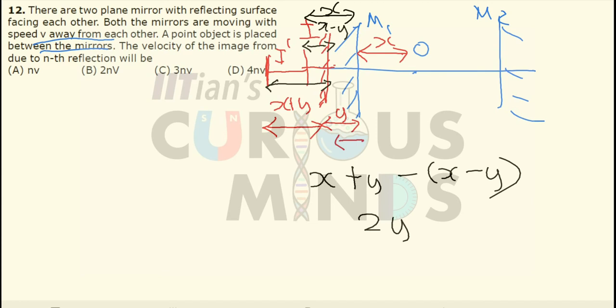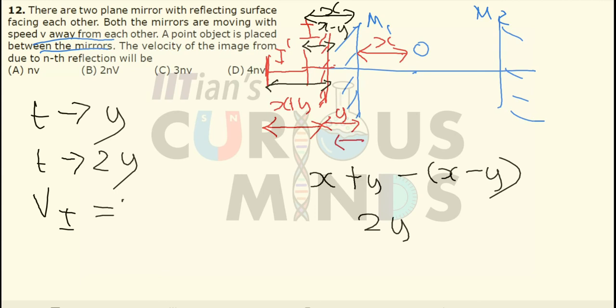Okay. So in a certain time t, the mirror has moved a distance y, but the image has moved a distance 2y. So I can clearly see that the velocity of the image will be equal to twice the velocity of the mirror. So after the first reflection, it will be equal to twice the velocity of the mirror.